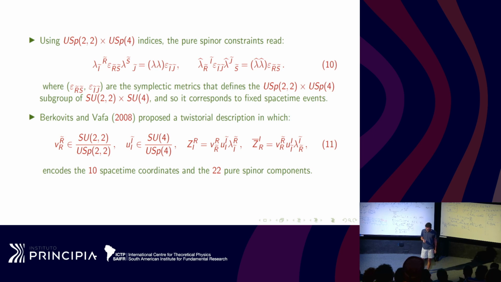So using those symplectic unitary indices, the pure spinor constraints which you saw before are given by equation 10. And these epsilons here are symplectic metrics defining the subgroup of SU(2,2) times SU(4), and they correspond to fixed space-time events. So in 2008, Berkovits and Howe proposed a twistor description in which the coset parameterization is contracted against the pure spinor variables given by equation 11, and encloses the 10 space-time coordinates and 22 pure spinor components.